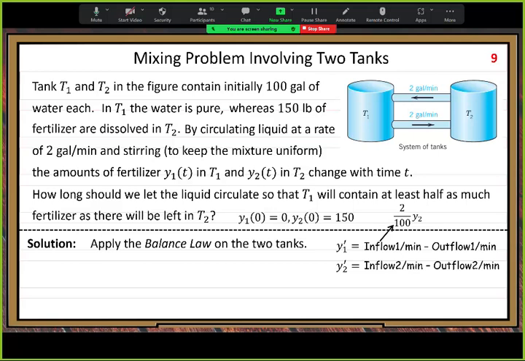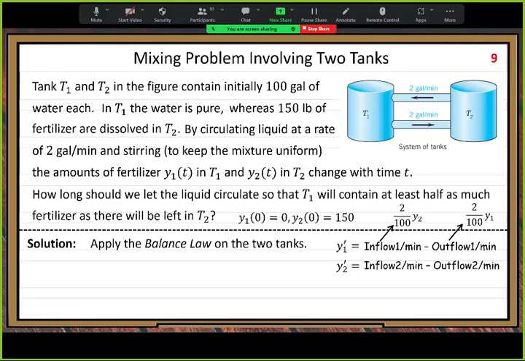All right. Similarly, outflow 1, so you assume uniform mixture in tank 1, but you only take 2 gallons from 100 gallons of uniform mixture from tank 1, and it flows out of tank 1, so you subtract outflow 1, that is 2 over 100 times Y1. Okay? So that's the first equation.